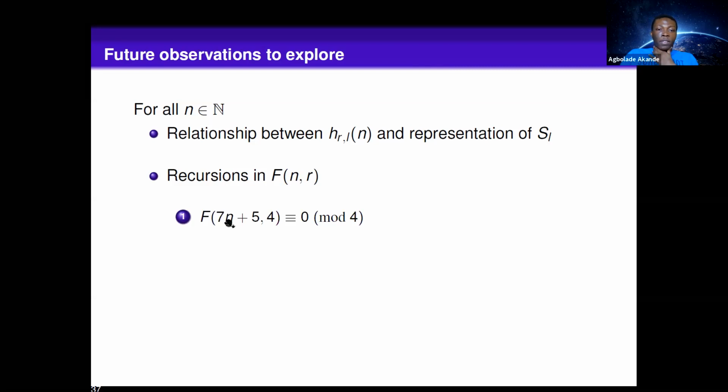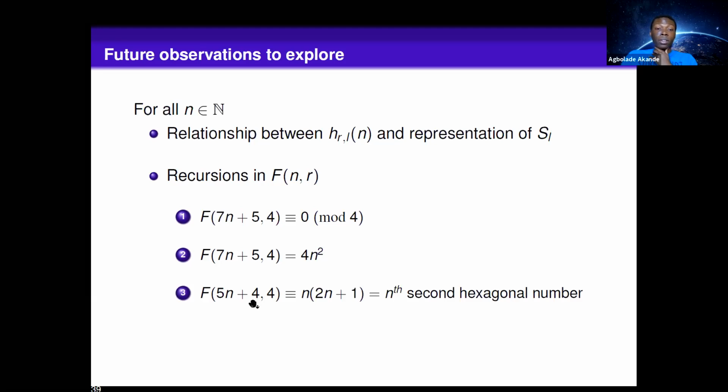First, F of 7N plus 5, if we let R be 4, is actually congruent to 0 mod 4. And actually, this has a direct consequence: this is equal to 4 times a power of n, n squared in this case. The next observation I made was that if you do it for 5n plus 4 and let R be 4 itself, it is going to equal the nth second hexagonal number. I still do not know why this is important, but it does show up as a sequence that we have.